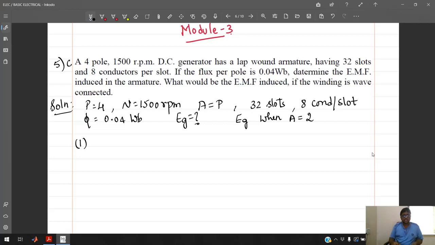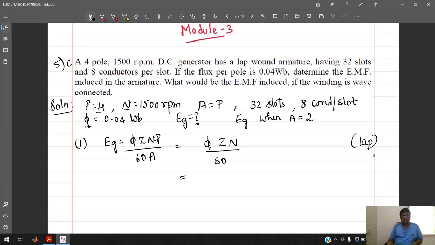As you can see that flux is given, poles is given, speed is given, you can apply the formula Eg is equal to phi ZNP divided by 60A. So this is a general formula to be applied. Now for the first case wherein the winding is lap connected, A is equal to P. I can write it as phi Zn divided by 60, because P and A is also equal to P, that gets cancelled out. So remaining is phi Zn divided by 60.